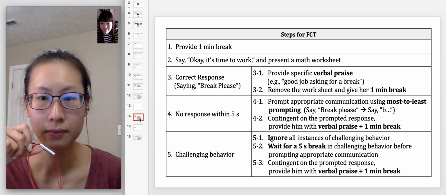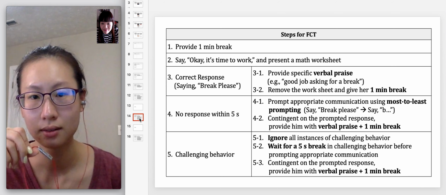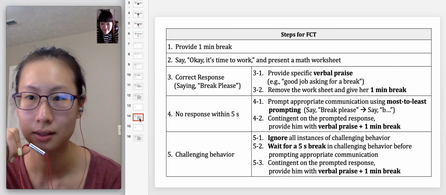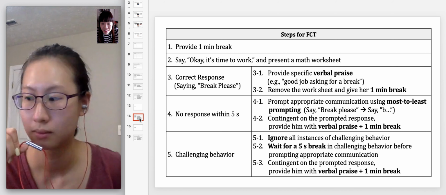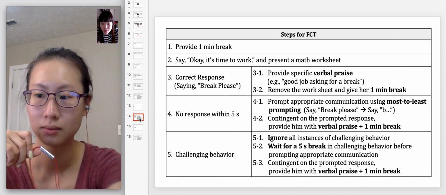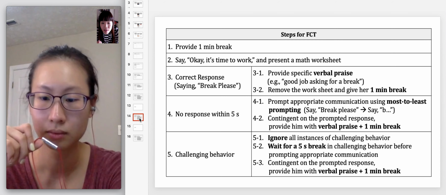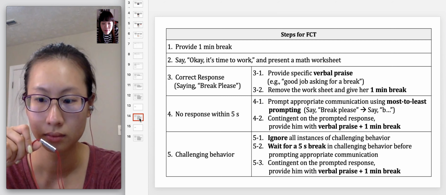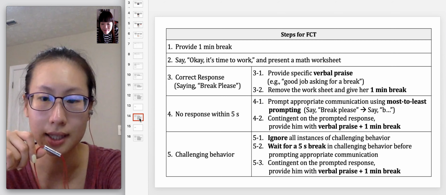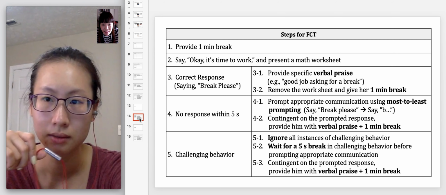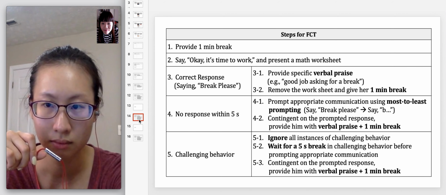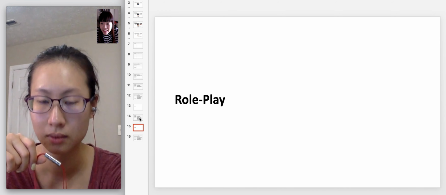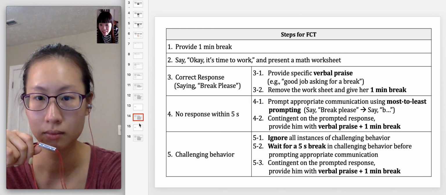No, I don't want to do math. I want to do something else. One, two, three, four, five. If you don't want to do the math work, you can say "break please." Break please. Good job saying that. Now you don't need to do that. Okay, so all the procedures were clear.